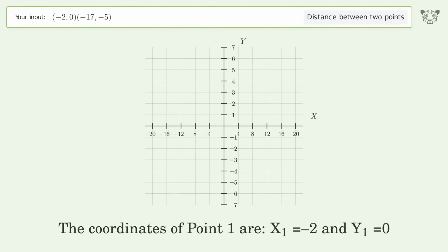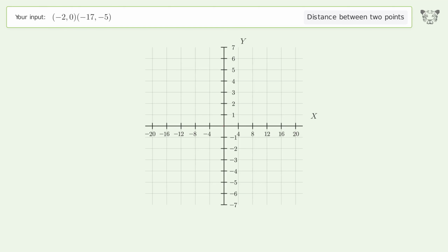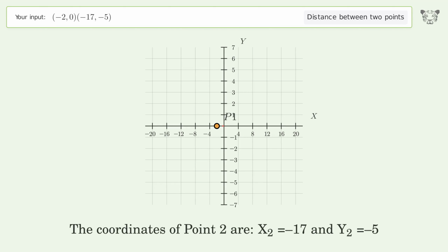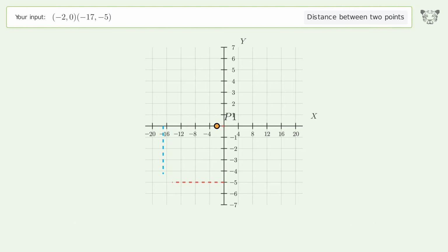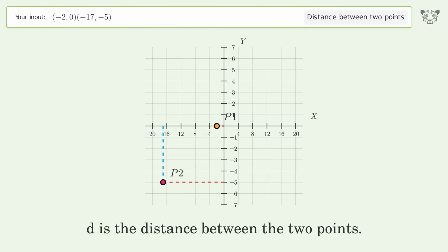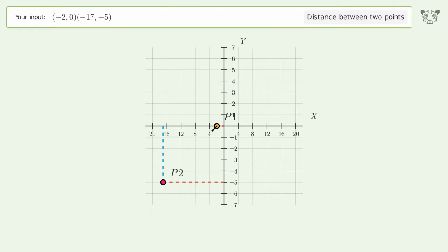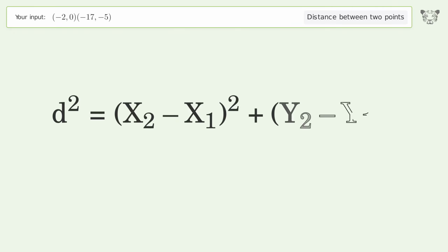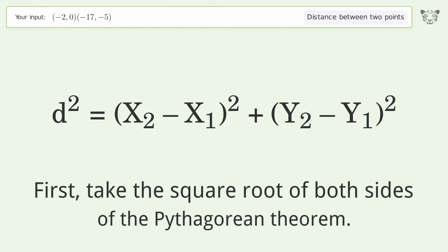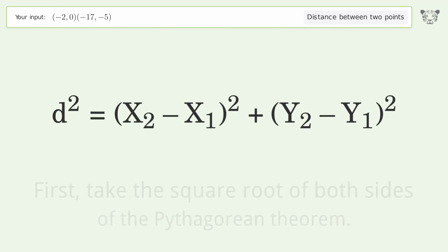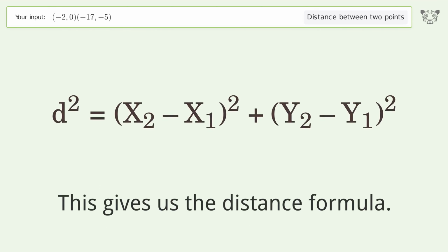The coordinates of point 1 are x1 equals -2 and y1 equals 0. The coordinates of point 2 are x2 equals -17 and y2 equals -5. D is the distance between the 2 points. First, take the square root of both sides of the Pythagorean theorem. This gives us the distance formula.